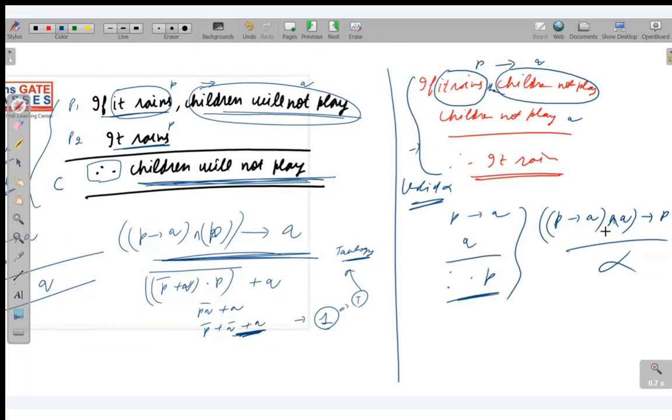P implies Q and Q implies P. This is not a valid argument. It is not a tautology. You can prove it yourself at your home. Hence, this argument is not valid.